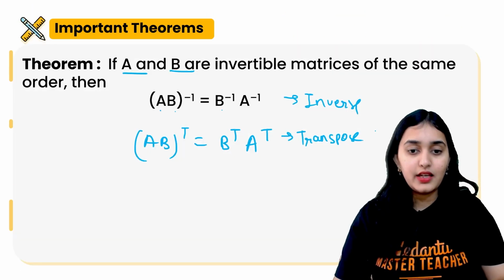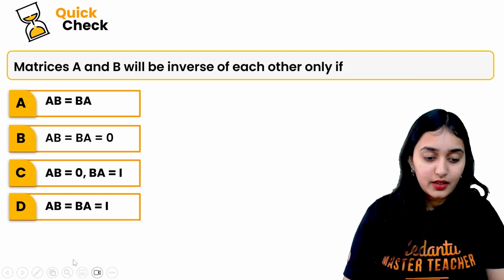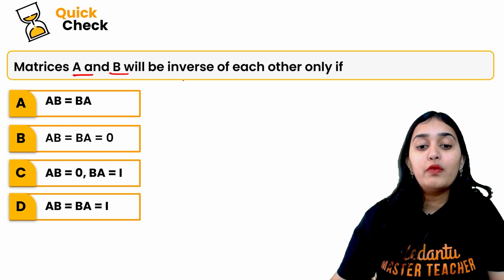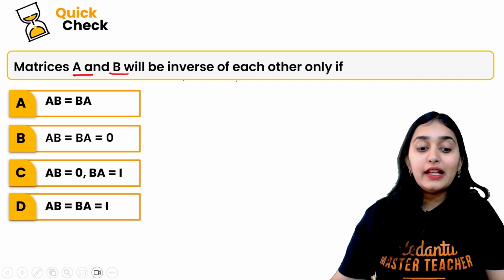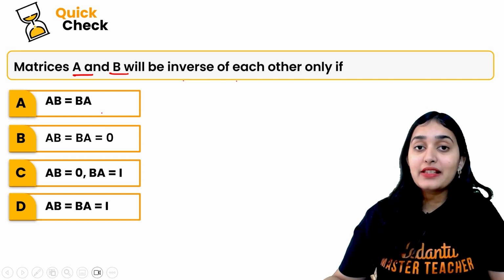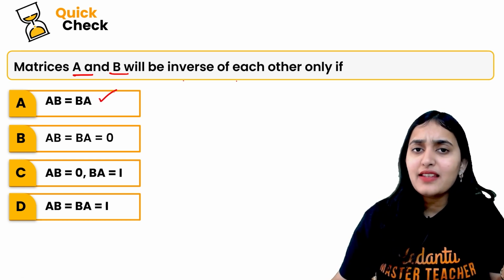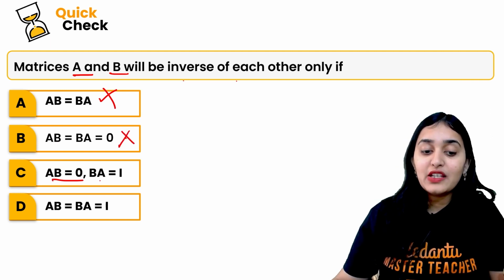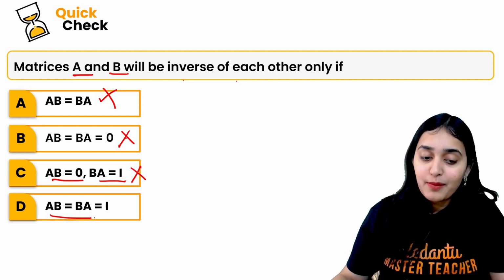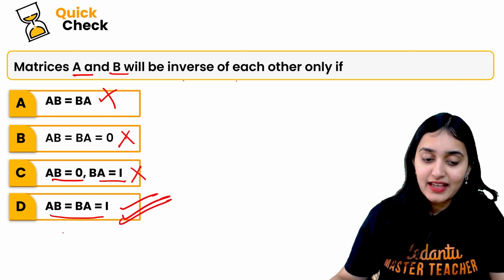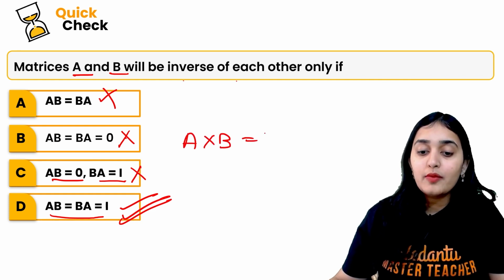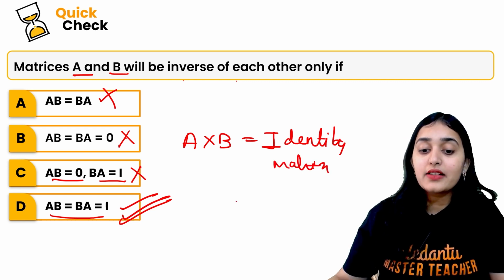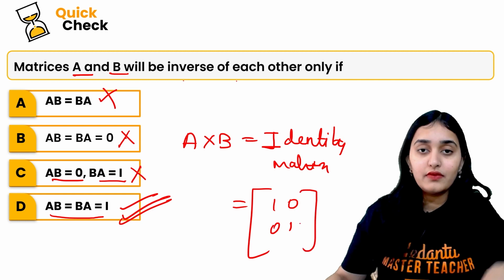Okay? Now a quick check, a quick question for all of you. Let's try to solve this. The matrices A and B will be inverse of each other only if dash. When can you say that they are inverse of each other? If AB is equal to BA? No. If AB into BA is 0? No. If AB is 0, BA is I? No. If AB and BA is identity matrix? Yes. We have seen na, A into B should be identity matrix. What is identity matrix? Always remember 1, 0, 0, 1. 1, 1 diagonal. Okay.